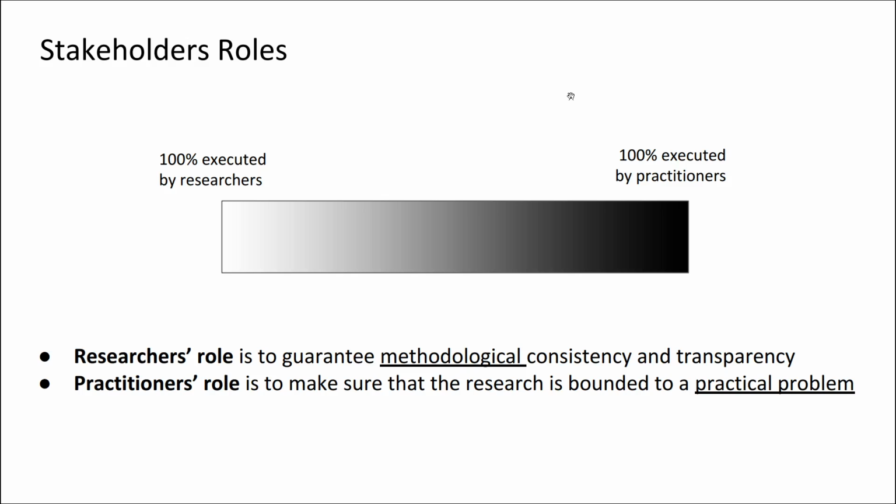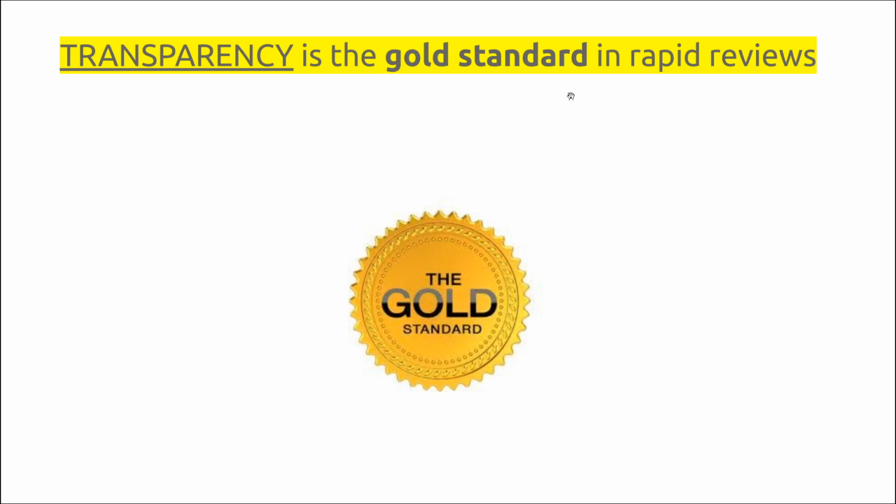Another important point here is about the stakeholders' roles in rapid reviews. We see the execution of rapid reviews as a spectrum, not as a yes or no. So you can have on the extremes, on the poles, rapid reviews being executed 100% by researchers or 100% by practitioners. But an important point here is this is about the execution. Even when you have a rapid review executed 100% by researchers, you should have practitioners participating at least in the planning stage. So the point here is that we believe the researcher's role in rapid review is to guarantee methodological consistency and transparency, while the practitioner's role is to make sure that the research is bound to a practical problem.